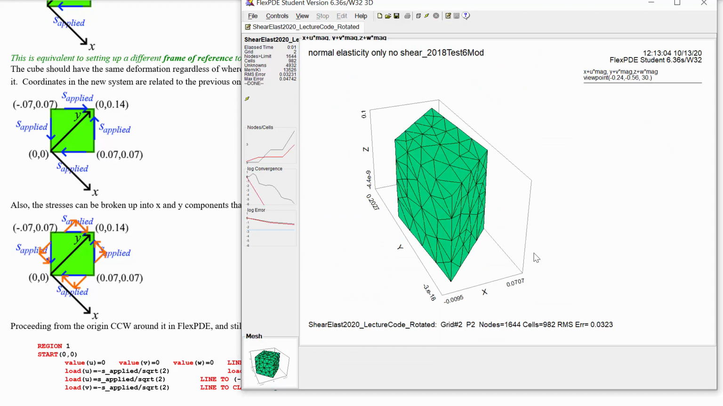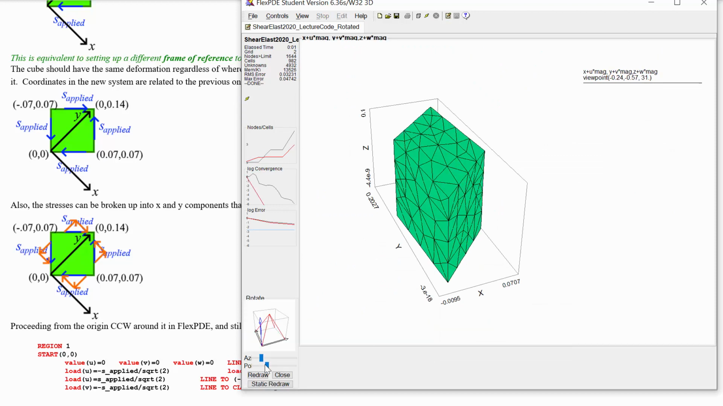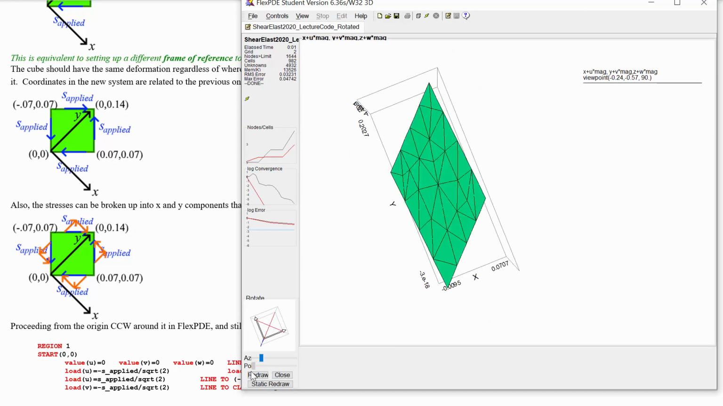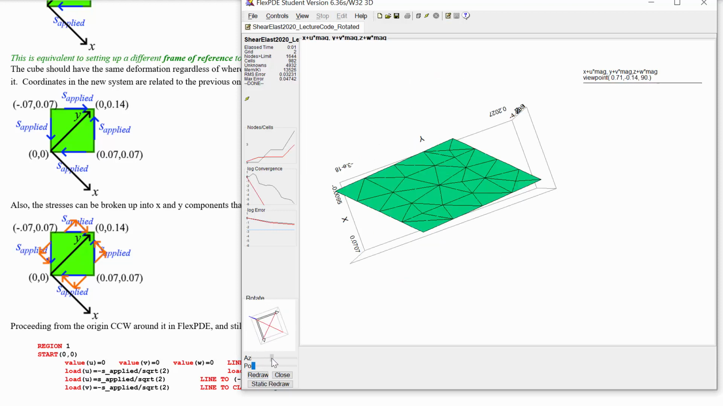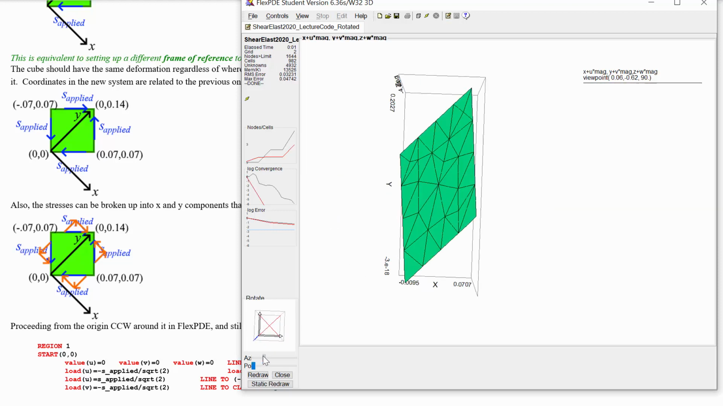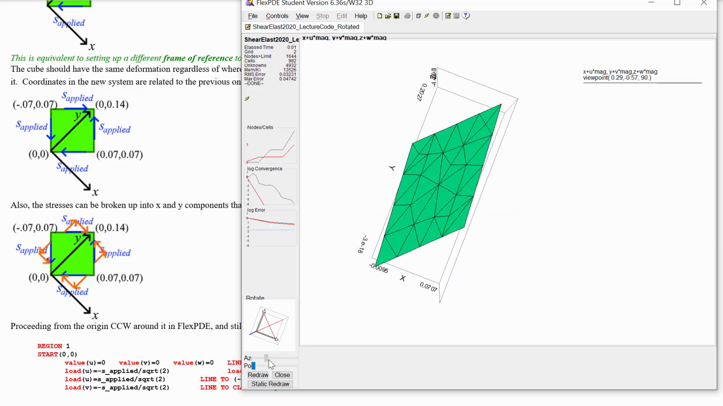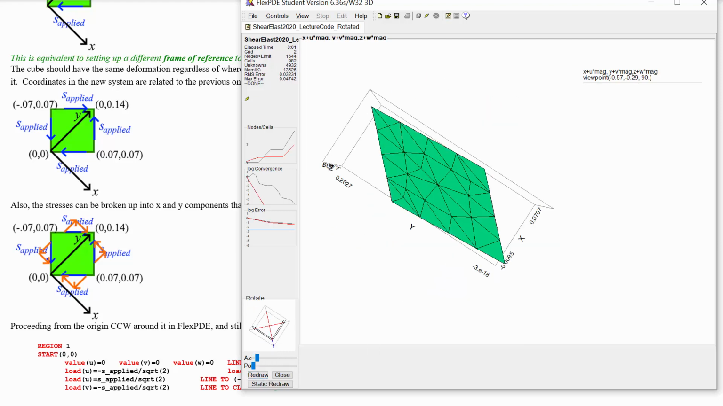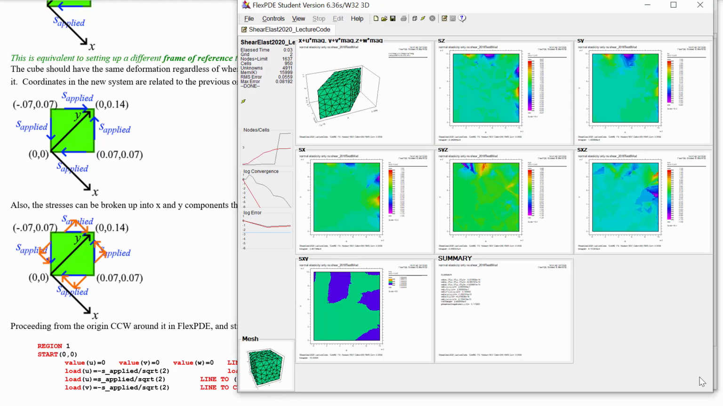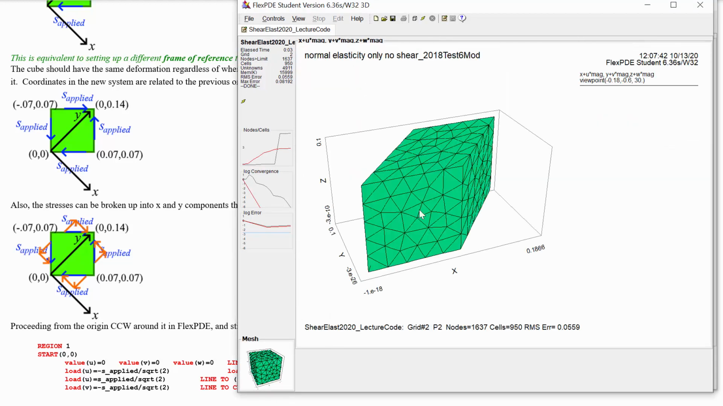Okay, so it's a little bit strange to see because it's kind of rotated a bit from before, but it looks like we've got a cube which is still going into pure shear static equilibrium. This should be just a rotation of the previous situation that we were getting. Let's have a look at that.